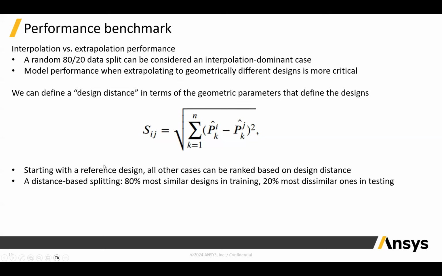So we just randomly pick a reference design. We compute the design distance relative to that random reference, and then we rank them so that all the similar ones are in the training, and all the ones far away from that reference design are in the testing.